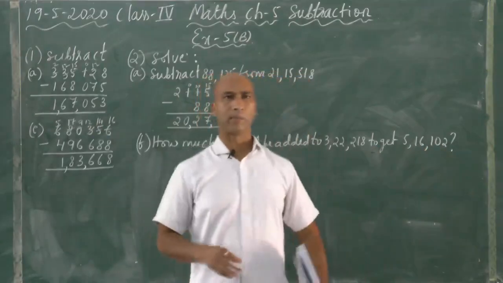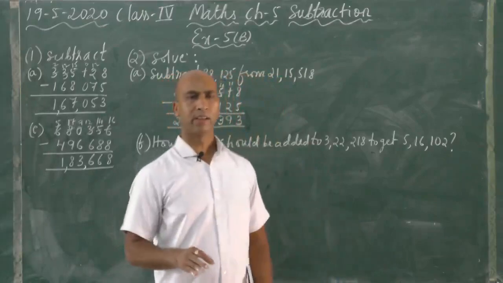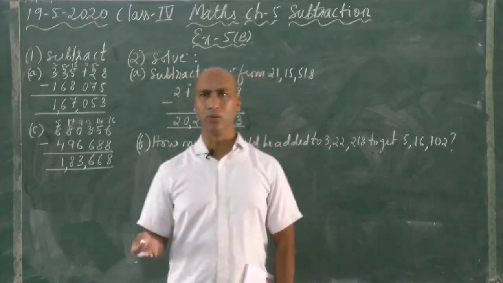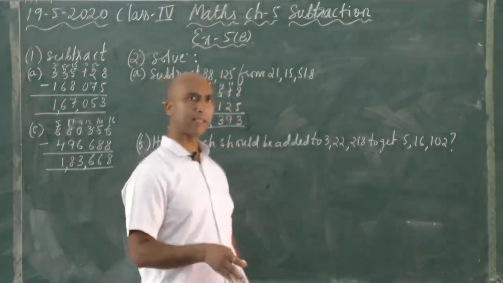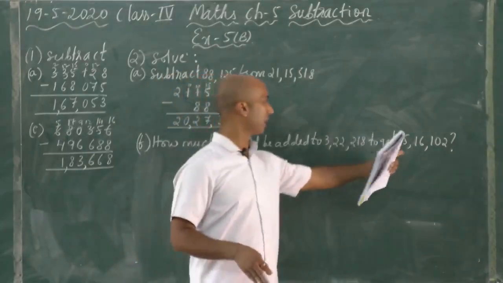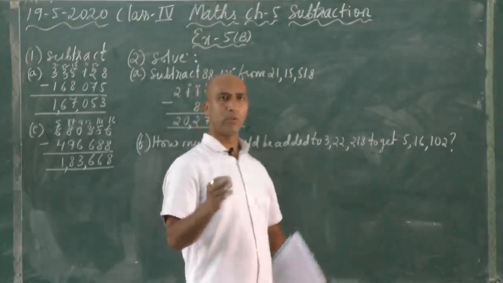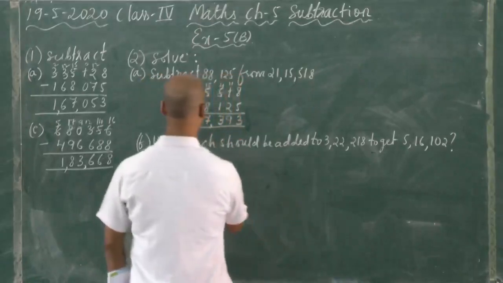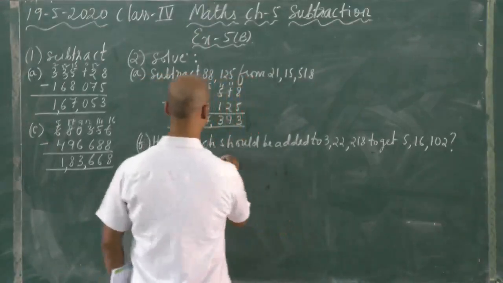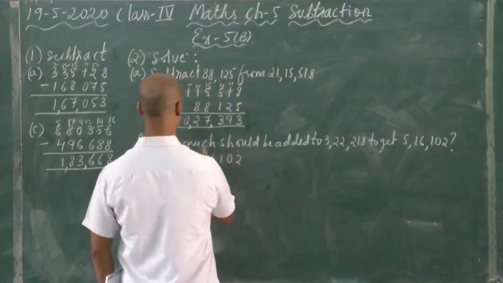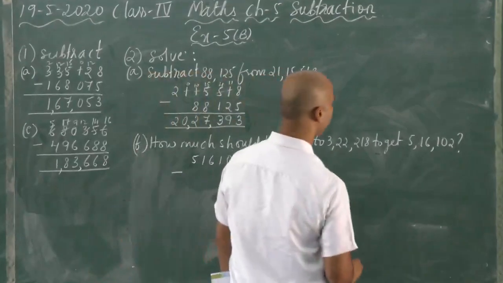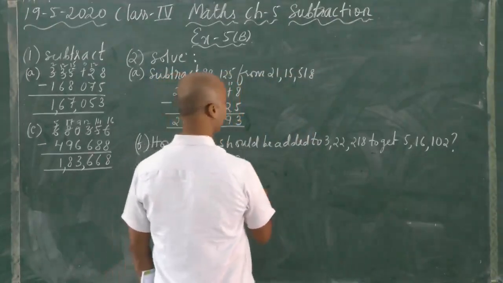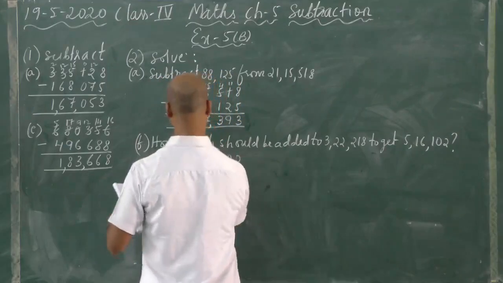Like suppose if I say how much should be added to 3 to get 5. Okay, so what you do, from 5 you will subtract 3, you will get 2. That means 2 should be added. The very same way you have to do this. From the greater number you will subtract the smaller number, you will get how much should be added. Okay, so the greater number is 5,16,102 minus 3,22,218. Okay.